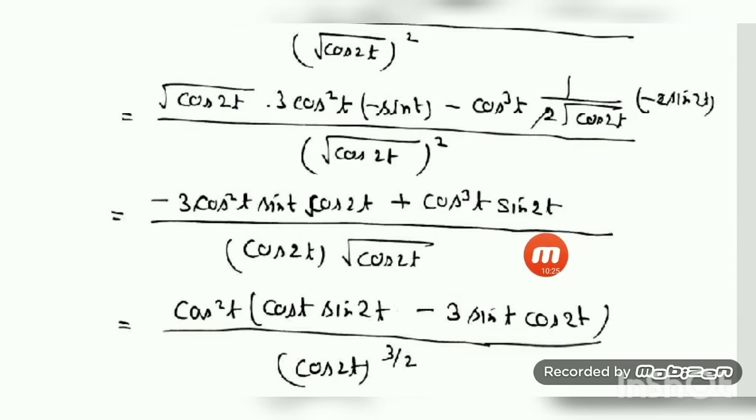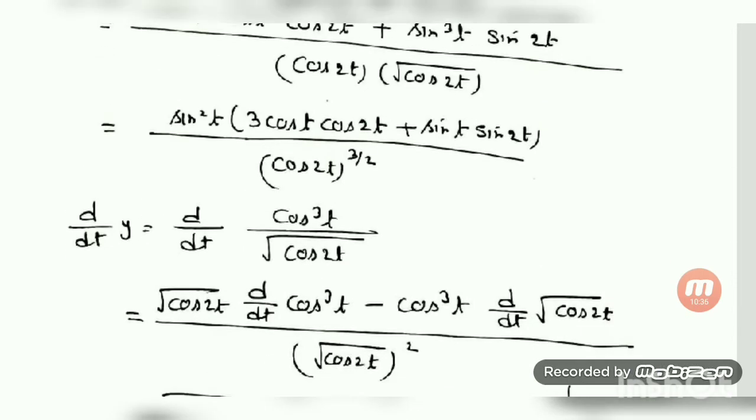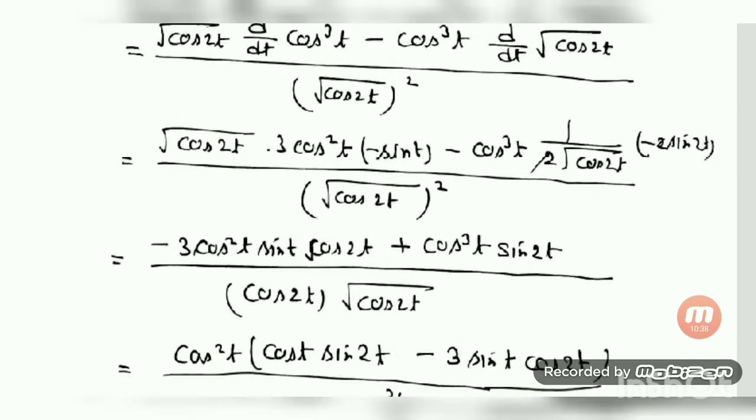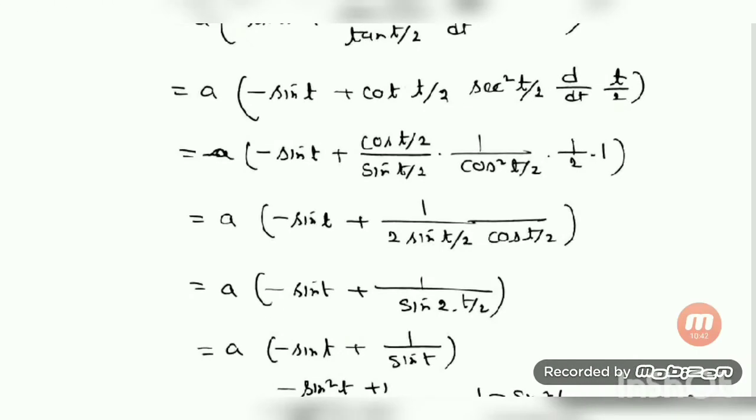Cos t minus sin t as cos t into sin 2t minus, here cos square t taken common. So 3 sin t into cos of 2t whole to the power 3 by 2. So we have got the value of dx/dt. This is your value of dx/dt and this is the value of dy/dt. Let us substitute both of these to get the value of dy/dx.